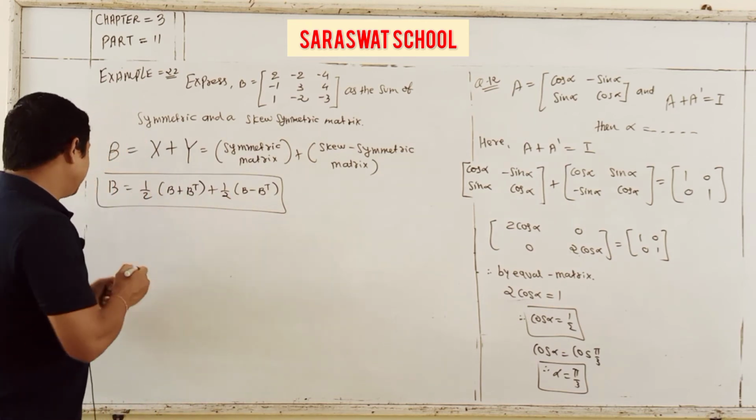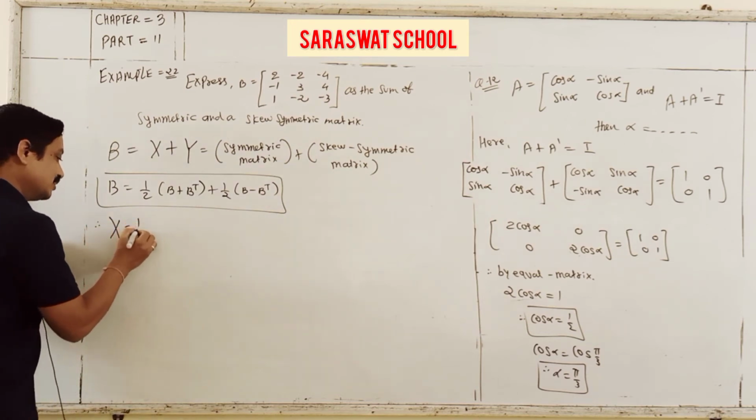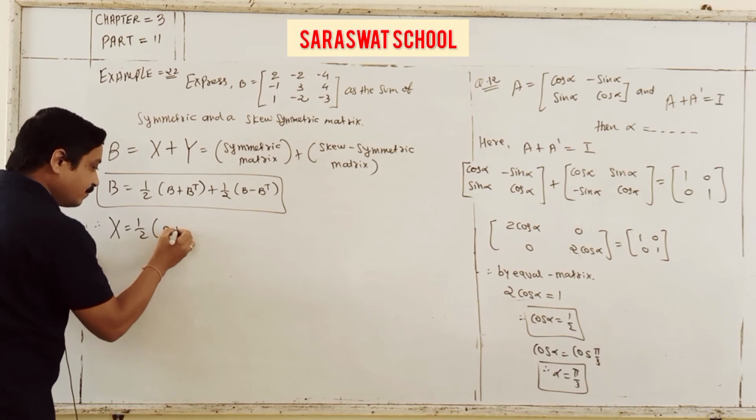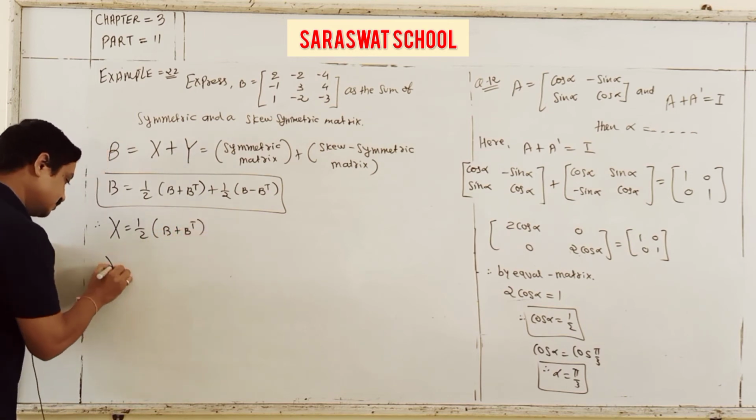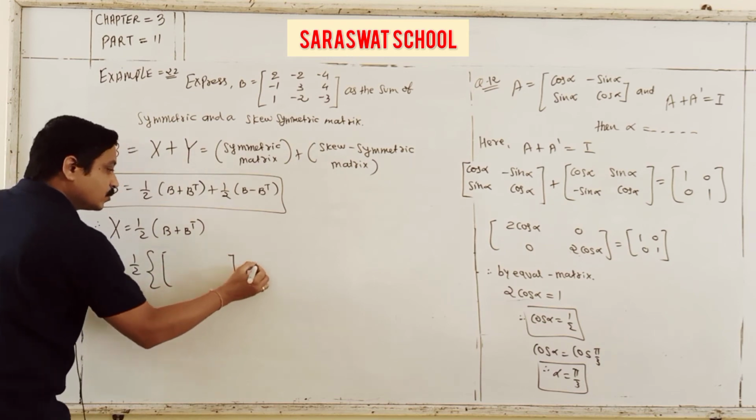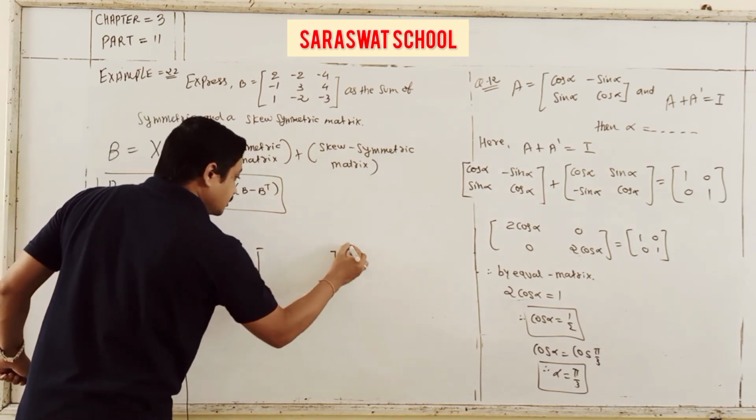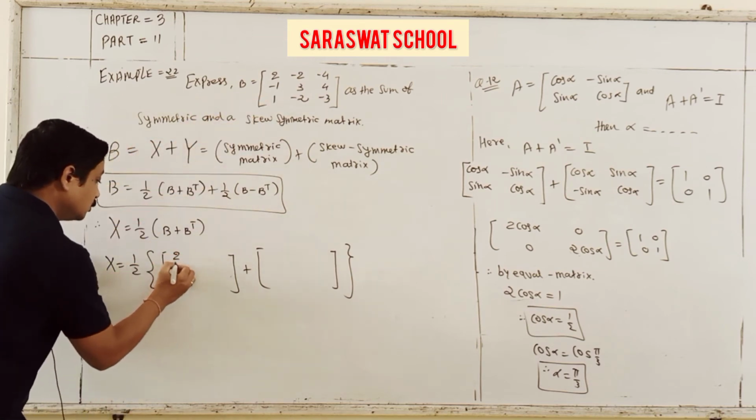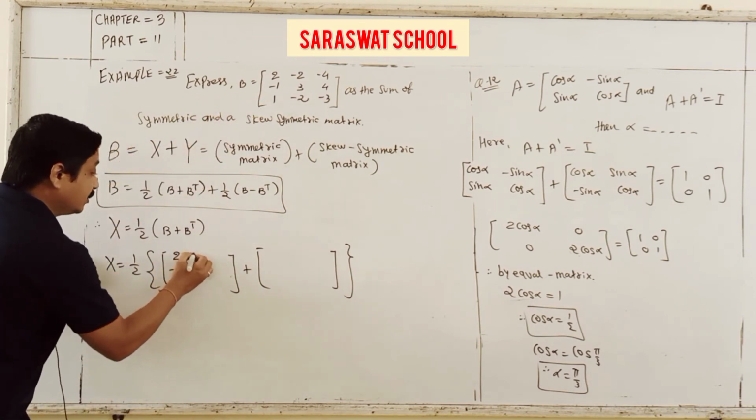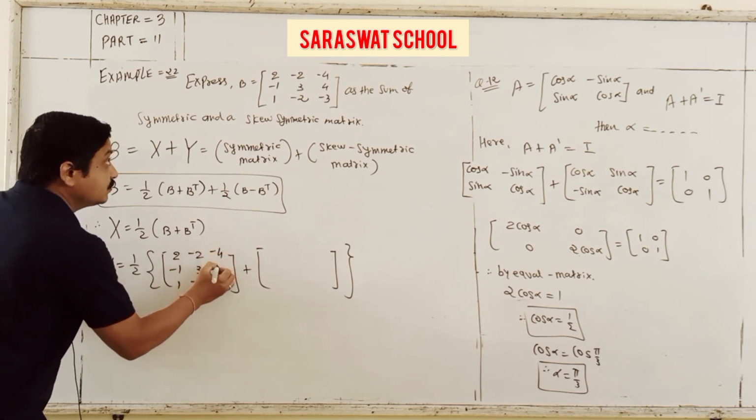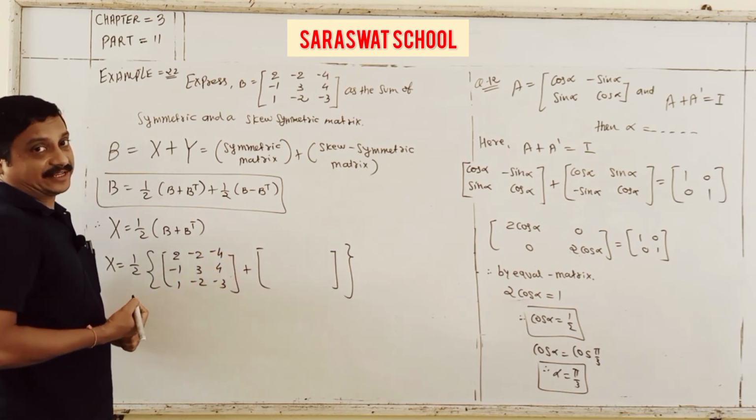Now I will start, therefore, your X portion. This is your X and that is your Y. X is half of B plus B transpose. Just put it systematically, matrix B plus matrix B transpose on it. Now what is the B? Yes, 2 minus 1 1, minus 2 3 minus 2, and minus 4 4 and minus 3.